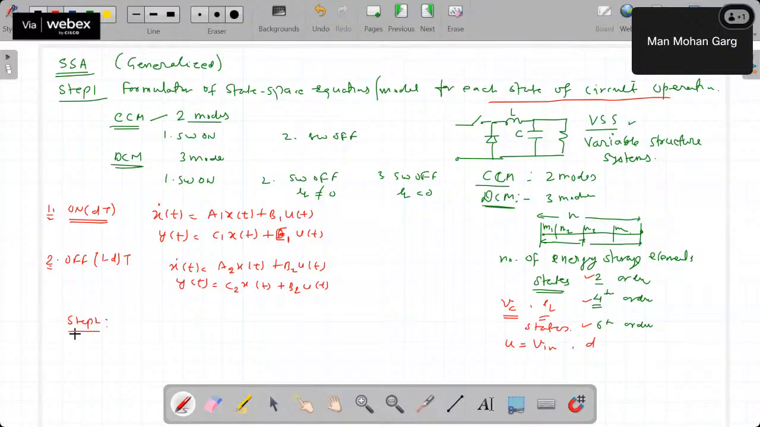Step 2, as the name suggests, is the state space averaging technique. We have done the state space model in individual modes, one when the switch is on and one when the switch is off. But we need to get the unified model of the circuit. One circuit is operating for DT period, another circuit is operating for 1 minus D times T period. So in order to get the unified model, what do I need to do? We need to do averaging over one switching cycle.